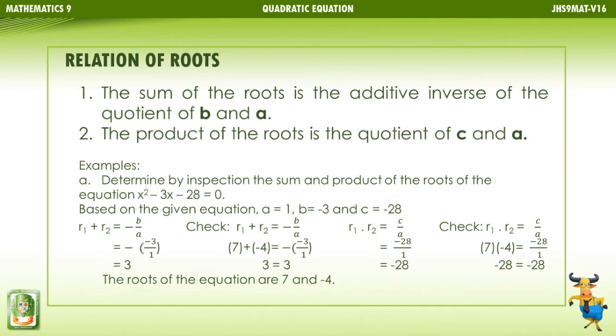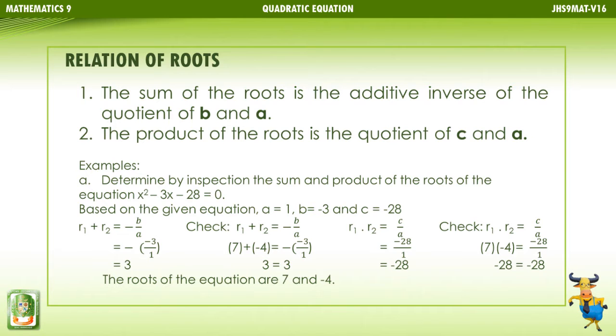Examples. A. Determine by inspection the sum and product of the roots of the equation x squared minus 3x minus 28 equals 0. Based on the given equation, a equals 1, b equals -3 and c equals -28. r1 plus r2 equals -b over a, equals negative times -3 over 1, equals 3. Check. r1 plus r2 equals -b over a.